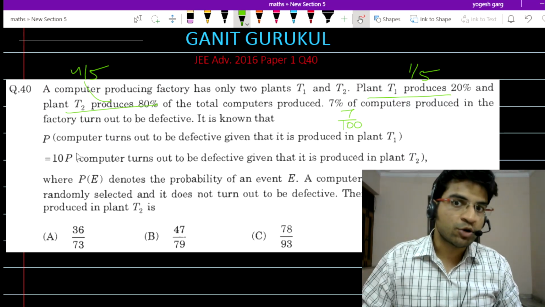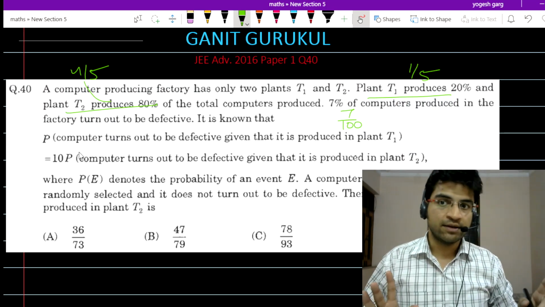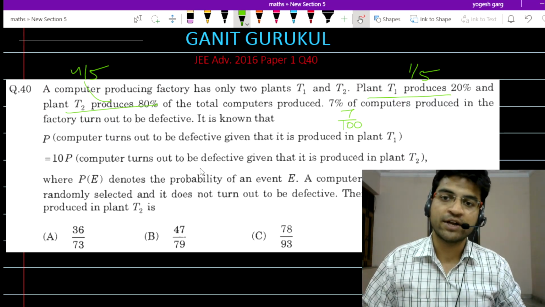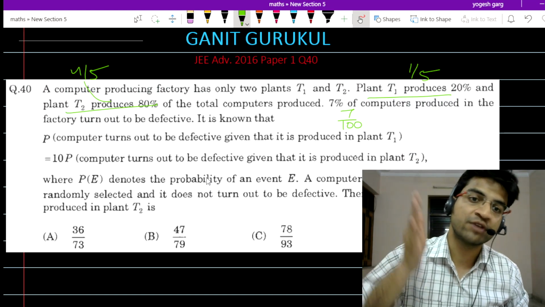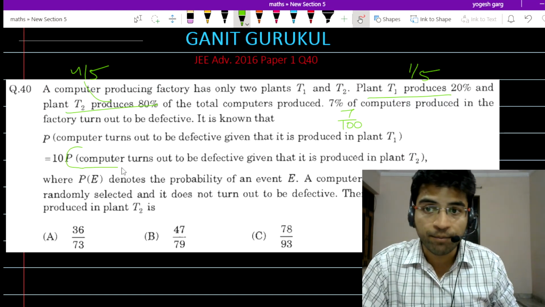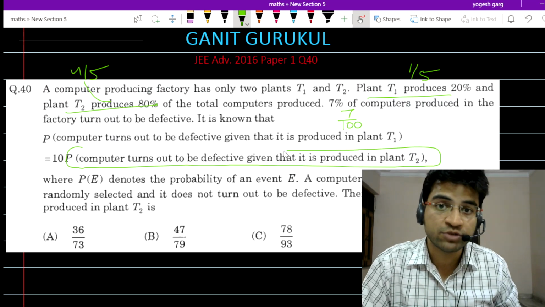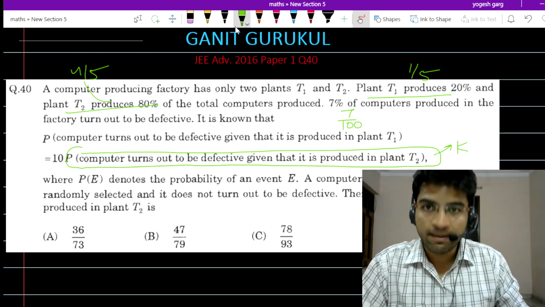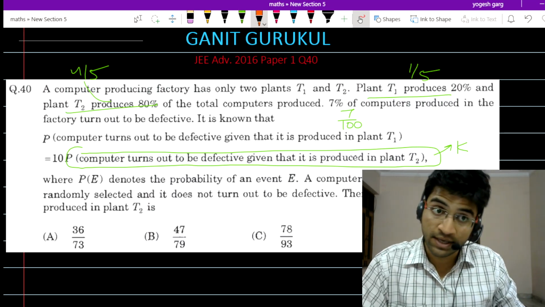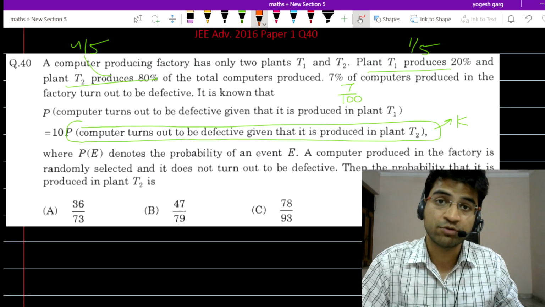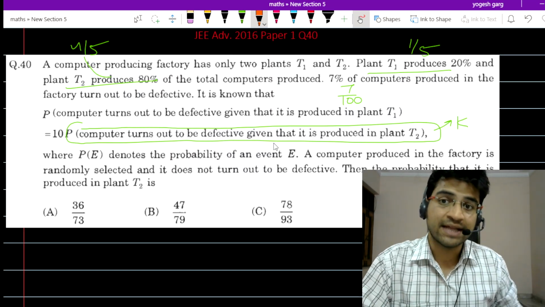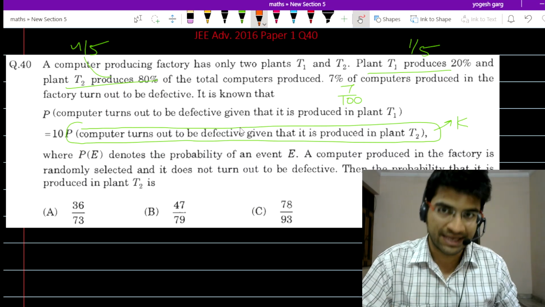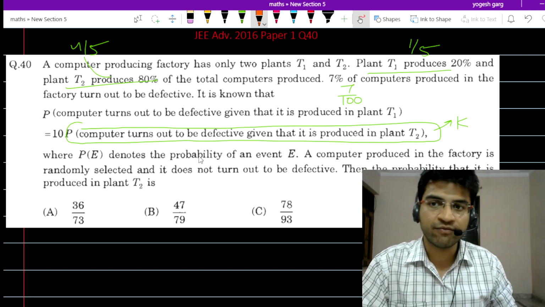Probability of a computer turns out to be defective given that it is produced in plant T1 is equal to 10 times the probability of a computer turns out to be defective given that it is produced in plant T2. So let us say the probability of a computer turns out to be defective given that it is produced in plant T2 is some K, right? Then the probability that the computer turns out to be defective given that it is produced in plant T1 is 10K, right?